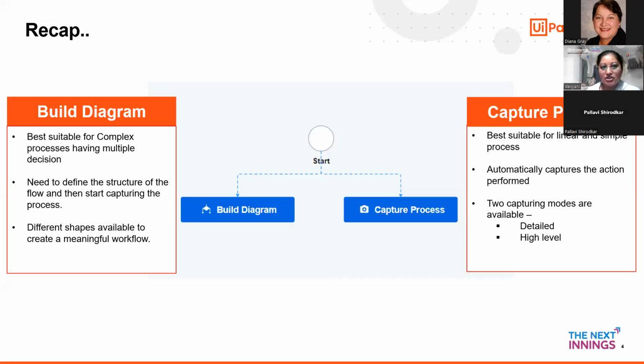In our last session, we discussed that there are two options available in Task Capture to document or capture our process. The first option was build diagram, which is best suited for complex processes. The next option is to capture the process directly using the recorder, and this is best suited for simple and linear processes.